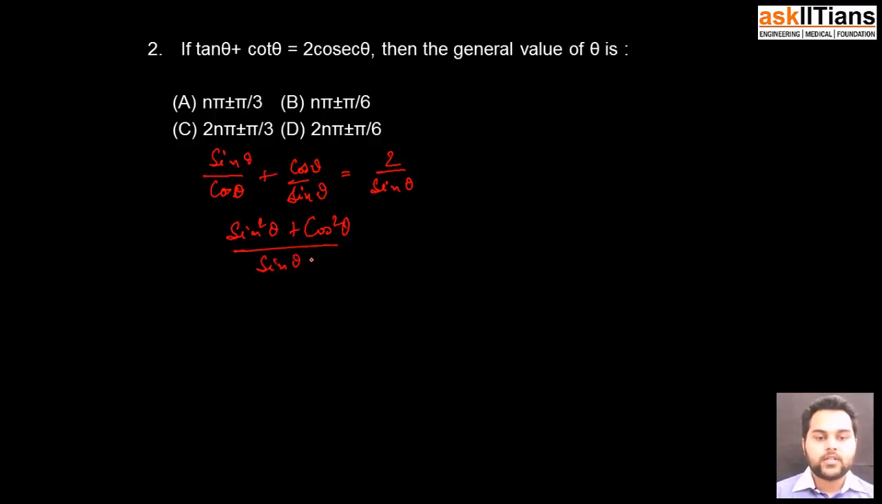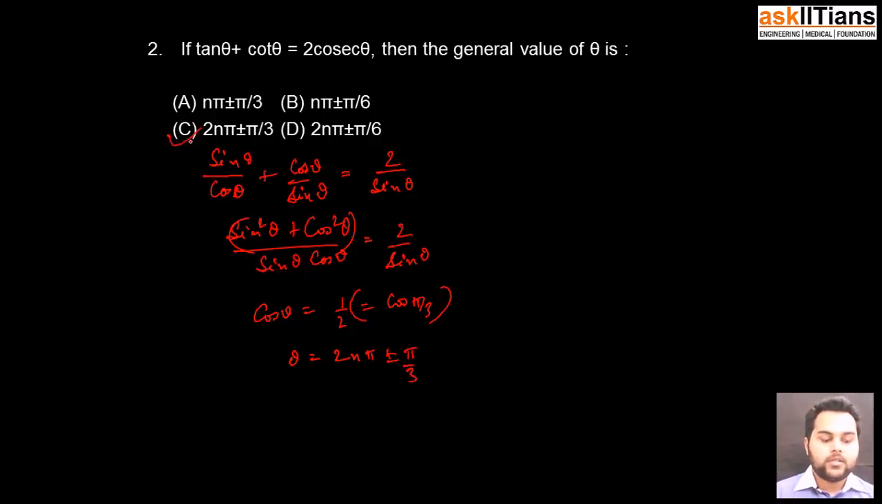That gives me sine square theta plus cos square theta upon sine theta cos theta is equal to 2 over sine theta. Now the numerator on the left hand side is an identity itself, that will be equal to 1. I'll be left with sine theta in the denominator, so that will give me cos theta directly being equal to 1 by 2, which is equal to cos of pi by 3, and I would get cos theta is equal to cos pi by 3. That will give me theta is equal to 2n pi plus minus pi by 3. That will be option C.